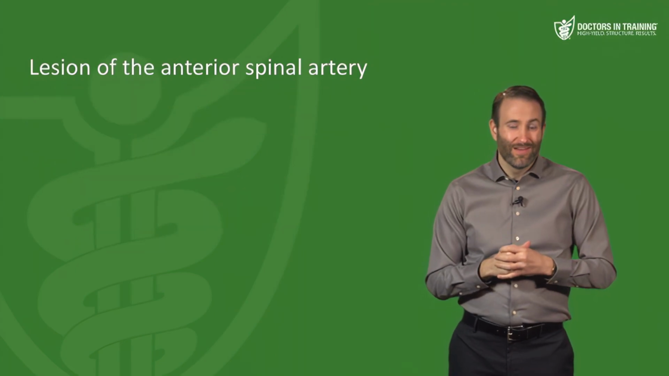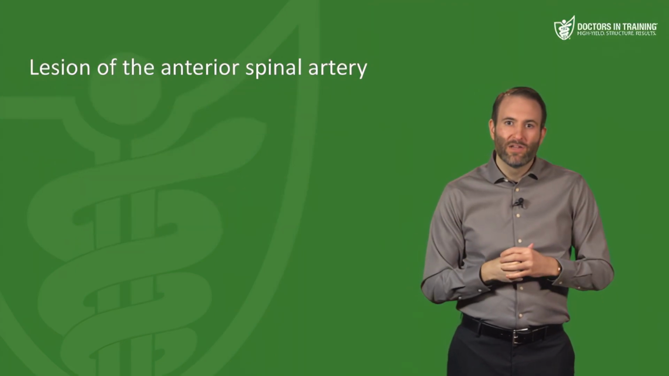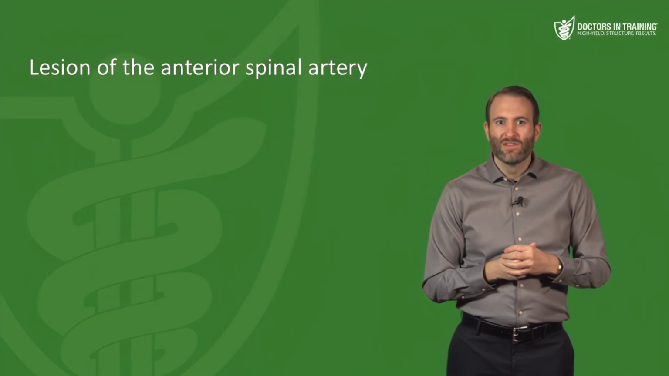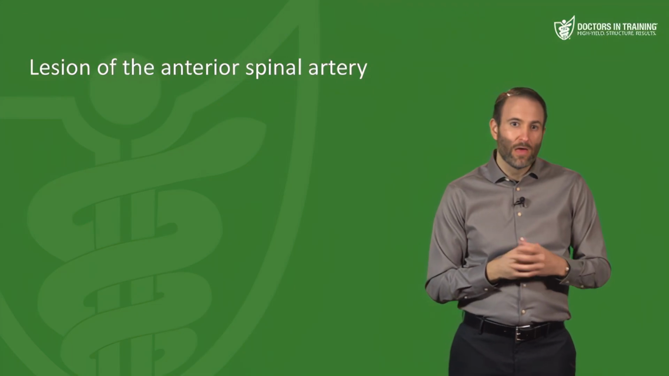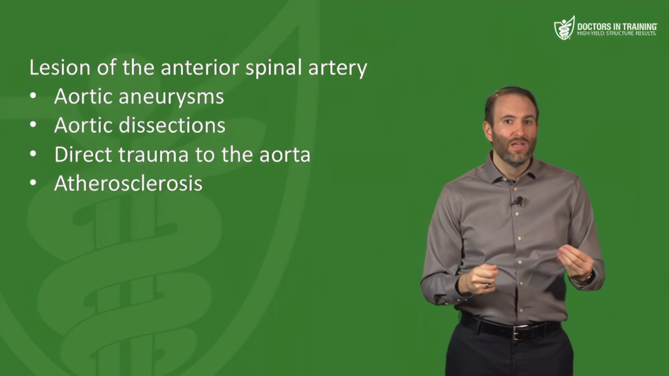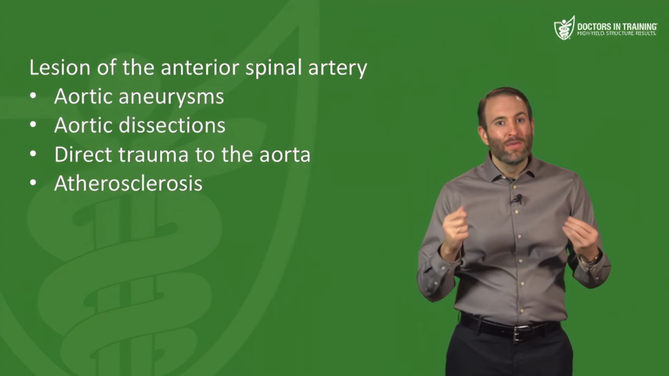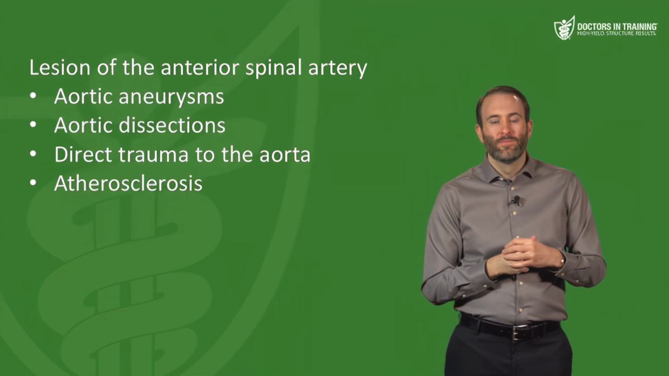So how do you get this? It's not very common. Well, the aorta supplies the anterior spinal artery. Therefore, most of the time, this is caused by insufficiencies within the aorta, like aortic aneurysms, dissections, direct trauma to the aorta, and maybe just really bad atherosclerosis.